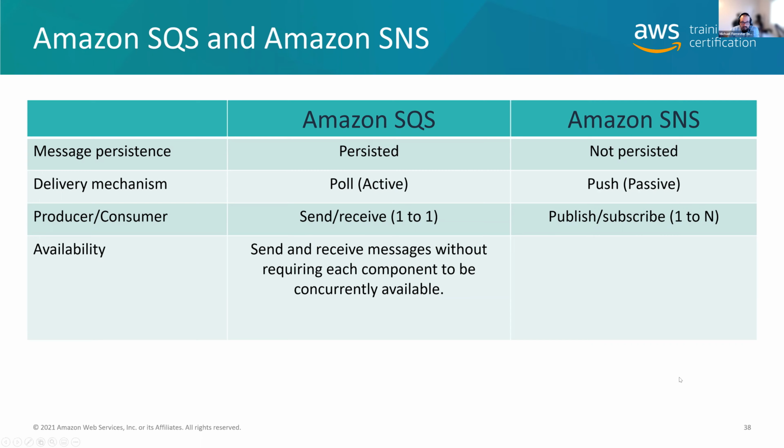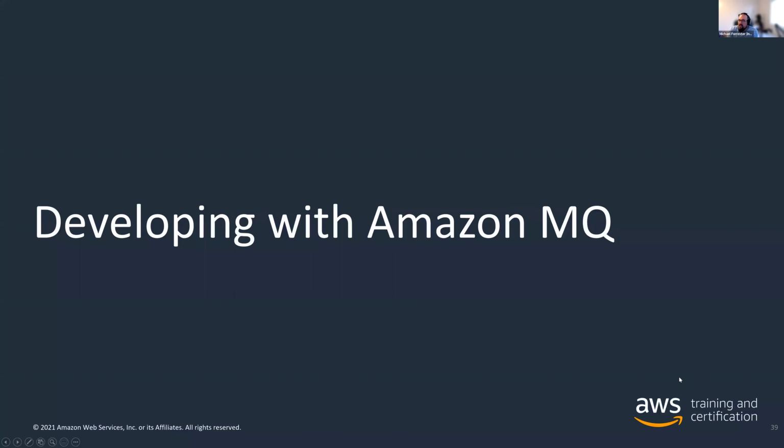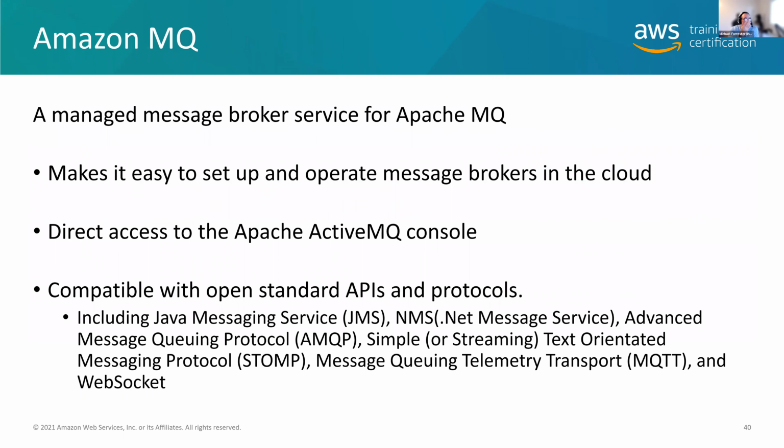All right then. Last but not least is the MQ portion. MQ, by the way, is a managed broker service for Apache MQ. So this is ActiveMQ. I think they added RabbitMQ recently. I'll have to look that up, but I think I saw a release saying they added RabbitMQ. This allows you to set up message brokers in the cloud.